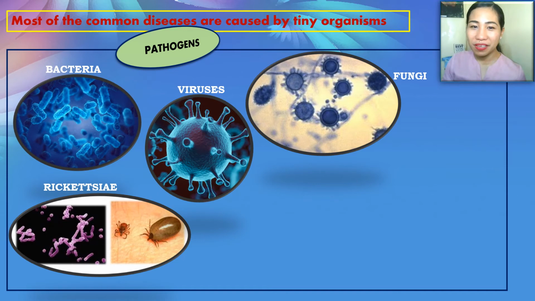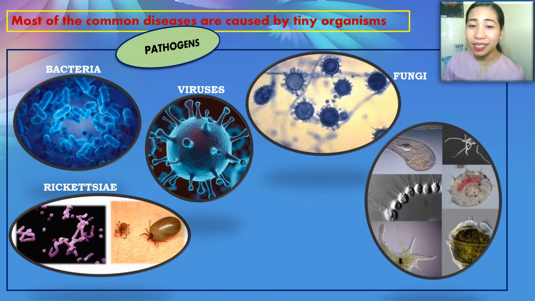Next, we have the protozoa. Protozoa are single-celled organisms that are larger than bacteria and have a more complex cellular structure. Most of these are harmless, and they are most common in tropical areas that have poor sanitation. They cause malaria, African sleeping sickness, and amoebic dysentery, a severe intestinal infection.